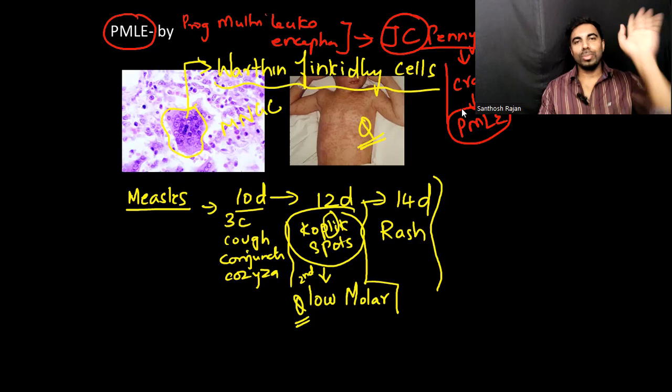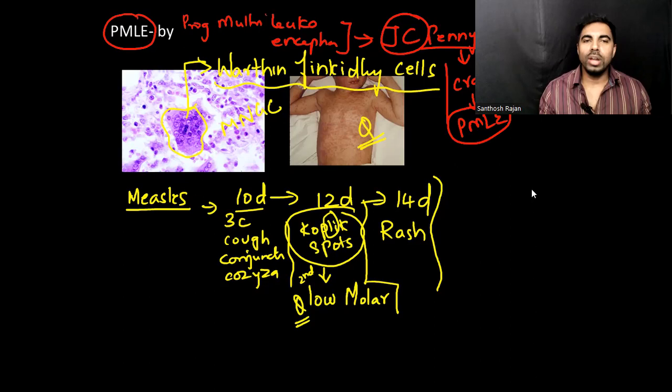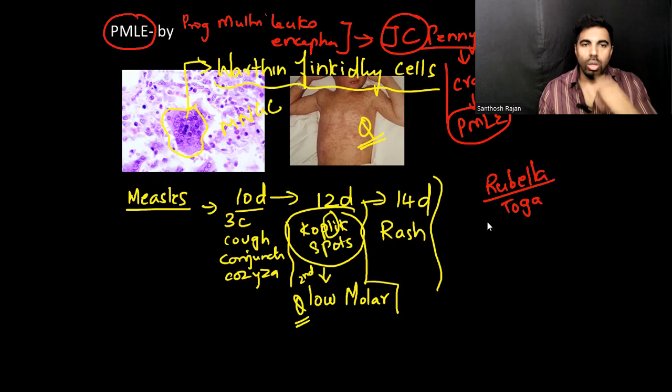So measles is done, mumps is done. In rubella, only one thing I was stressing. Rubella comes under Togavirus. First of all, rubella is a Togavirus group. I already told you, it's Toga. It's not under Paramyxo. And another thing: in rubella, the spot's name is Forchheimer.